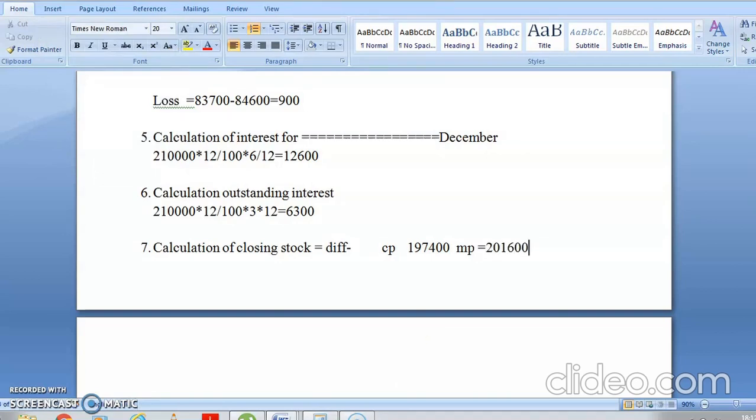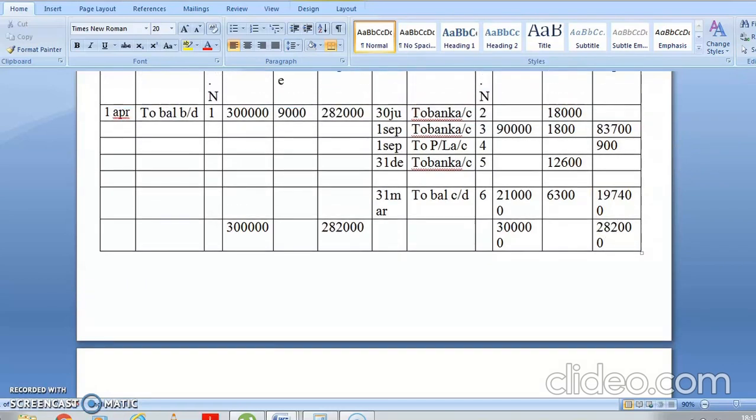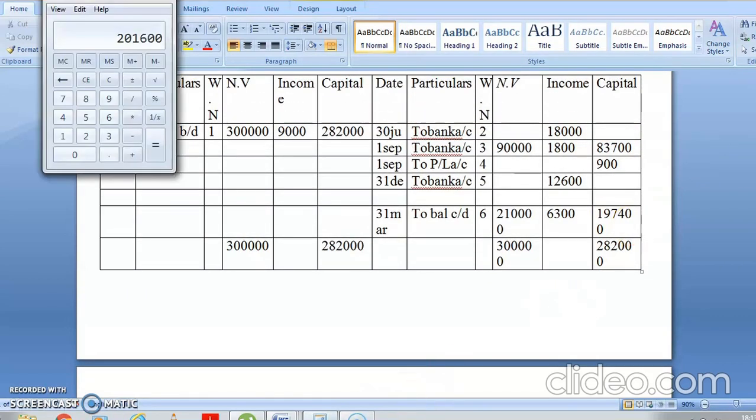See, for the closing stock and all, we take market price or cost price, whichever is less. So I think this is less. 1,97,400 is less. So your closing stock value will be 1,97,400. Okay, students. So this is also coming to 2,82,000. Now only one last part is remaining, the calculation of interest, which will be transferred to your profit and loss account. So your calculation of interest is 18,000 plus 1,800 plus 12,600 plus 6,300.